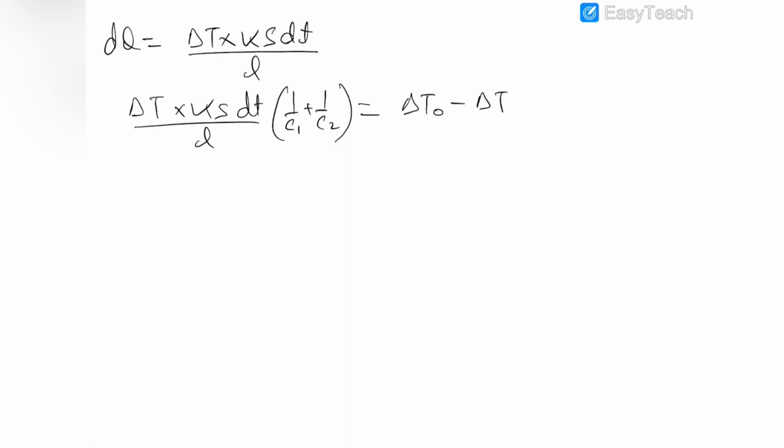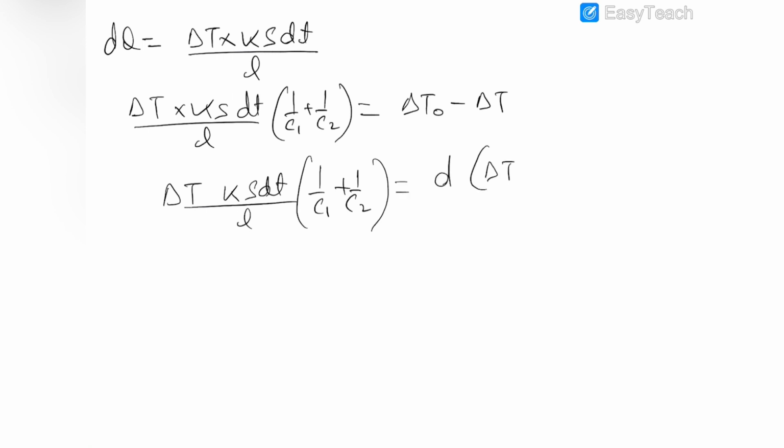You can visualize the fact that as heat will transfer from one chunk to another, the temperature difference will keep on decreasing. Therefore, this is the initial temperature difference and this is the final temperature difference. Okay, so this is the change in temperature difference. I can write that delta T into Ks dt by L into 1 by C1 plus 1 by C2 is equal to d of delta T, change of temperature difference.